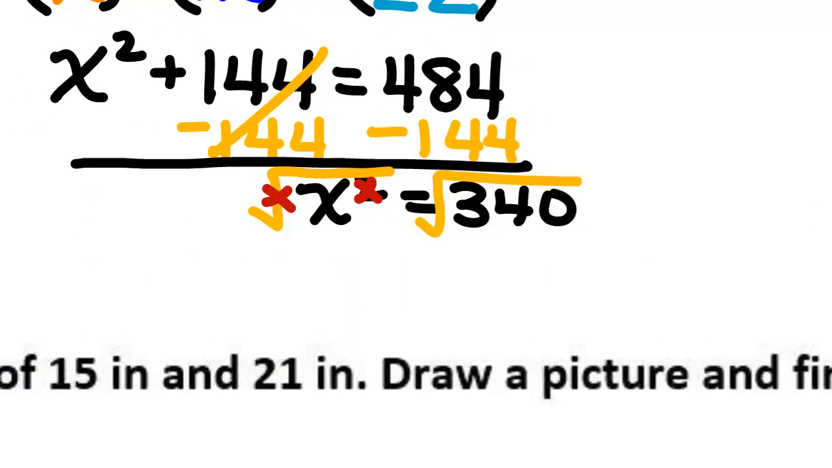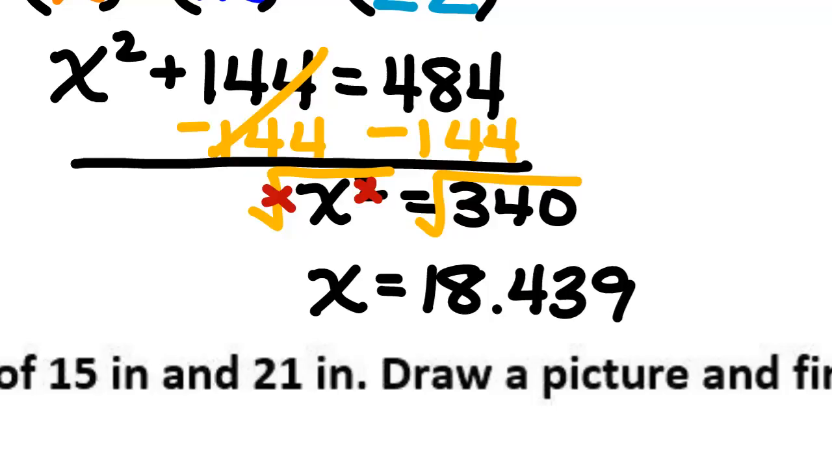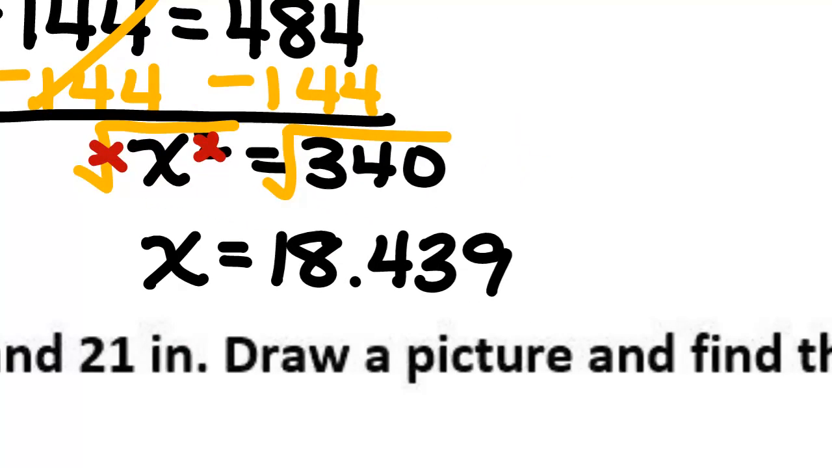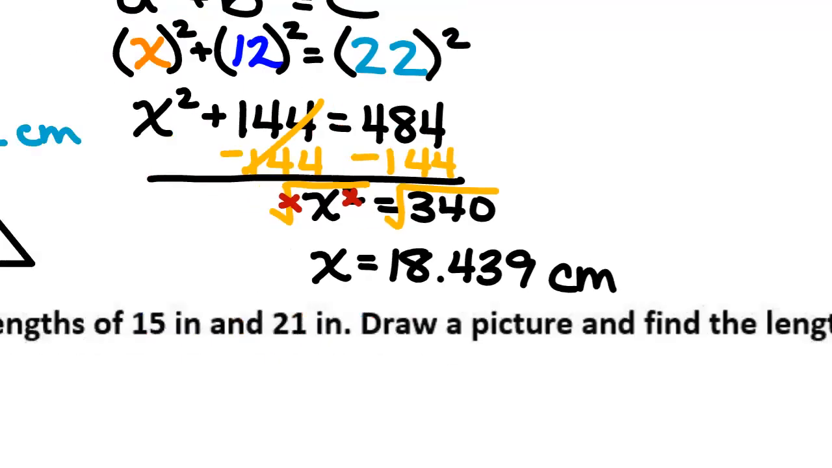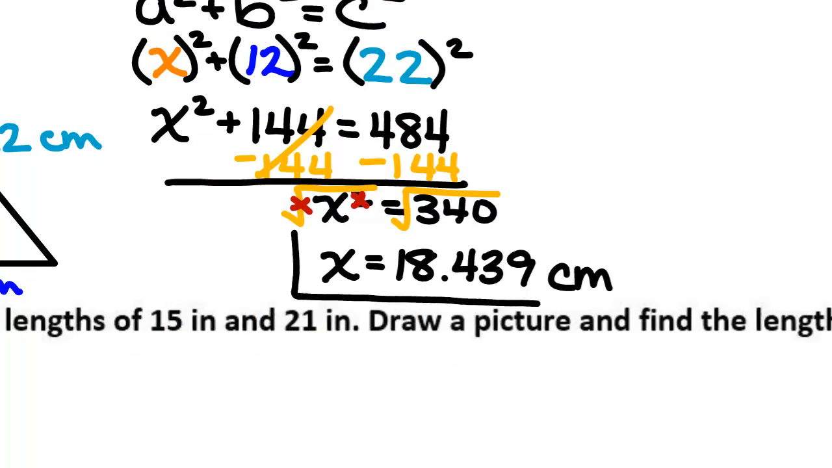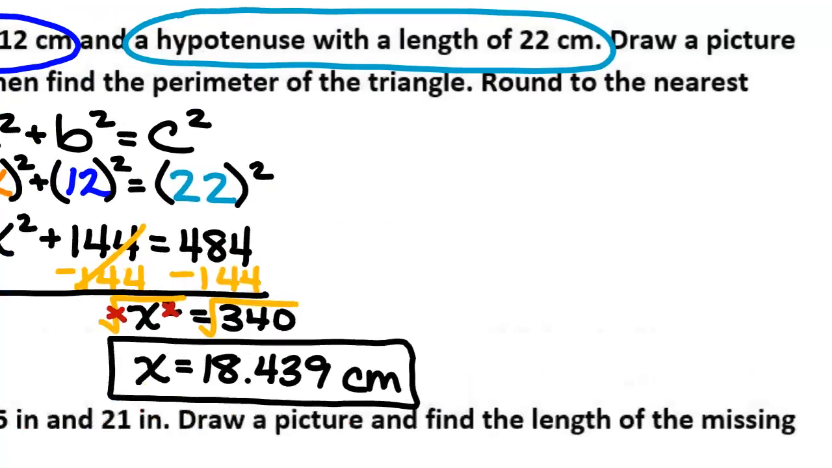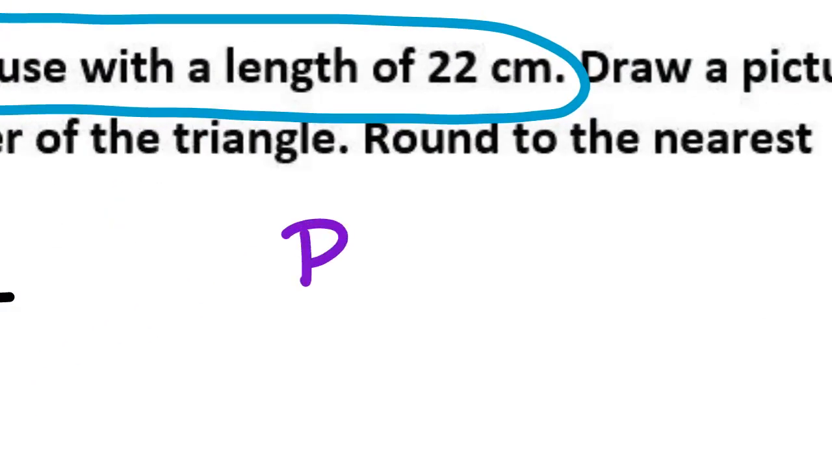What is the square root of 340? 18 point, and then I didn't hear the decimal part. 439. Should we put units with that? Centimeters. Beautiful. Right, so 18.439 centimeters. We still need to find the perimeter, though.